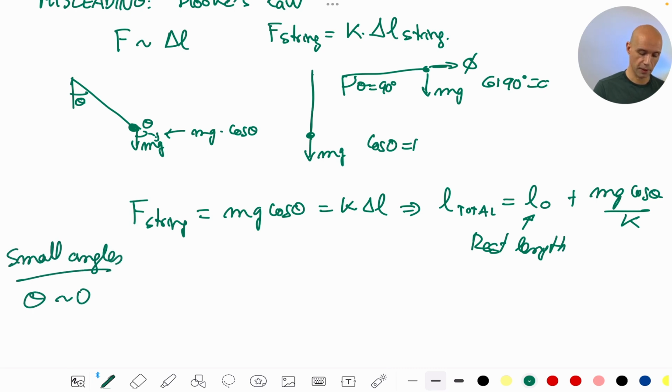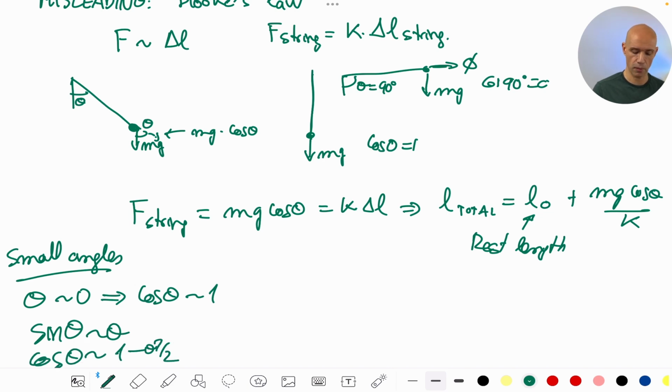Now for small angles, theta is approximately 0. For small angles, the sine of theta is approximately theta, and the cosine of theta is approximately 1 minus theta squared divided by 2, but we neglect this term, so it's approximately 1. This means that we can simplify, and to a good approximation for small oscillations, for small angles, the total length is the rest length plus mg divided by k.